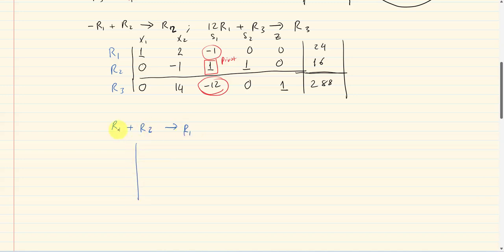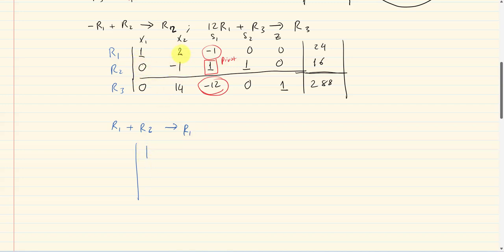Why? Because row 1 has minus 1, add to row 2, which is plus 1, so when we add them, it will become 0 right here. And then I'll replace that to row 1. So we replaced the results to row 1. Okay, so I add row 1 and row 2. 0 plus 1 is 1, and then I replace that to row 1, which is the same thing.